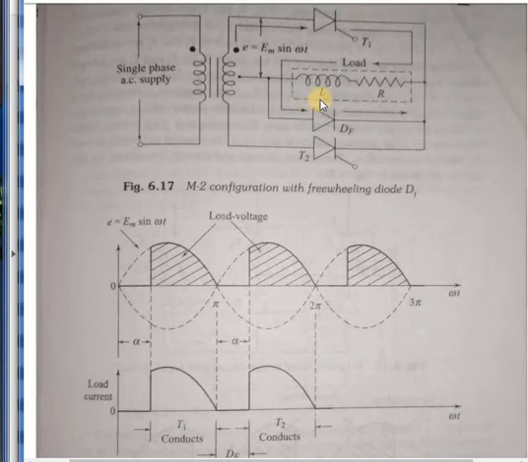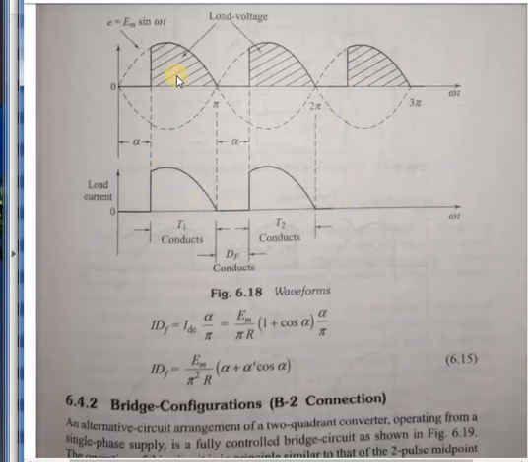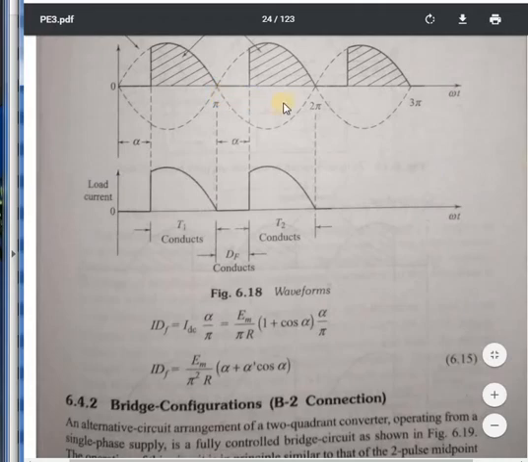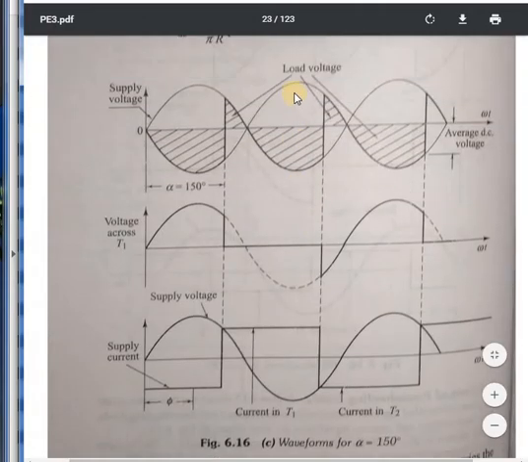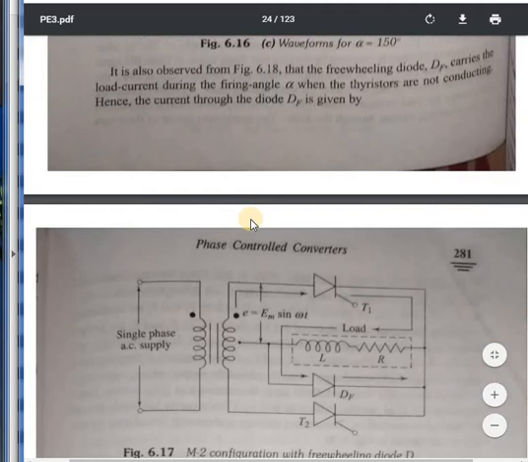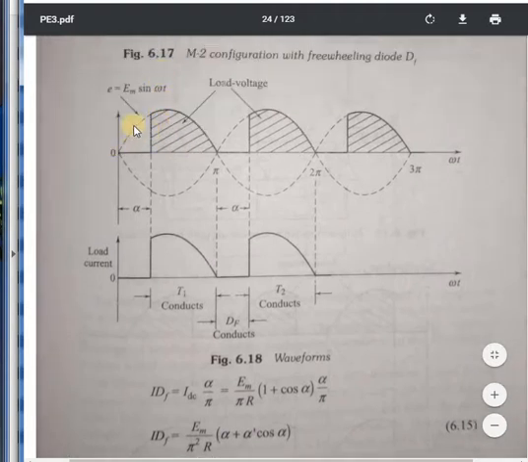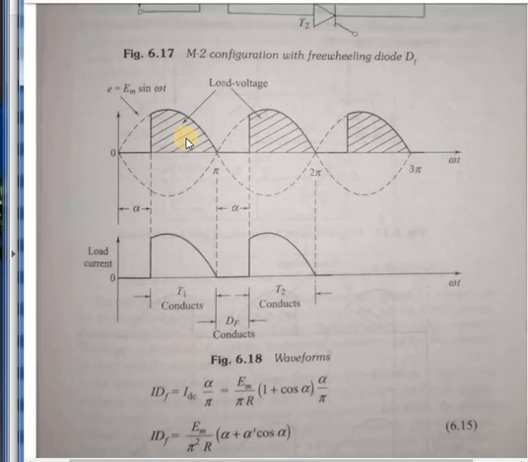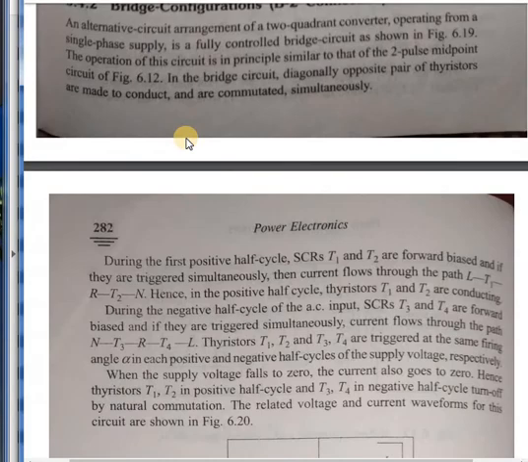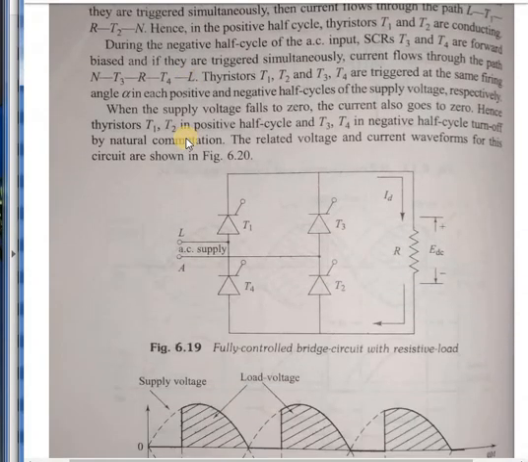Now the freewheeling diode is connected, and after the freewheeling diode, the voltage will appear across, see here. Now with the freewheeling diode, the voltage is appearing. This shaded region is your load voltage. This dotted region is your supply voltage. So your shaded region shows that the voltage is appearing across the load without any voltage in the negative half cycle.